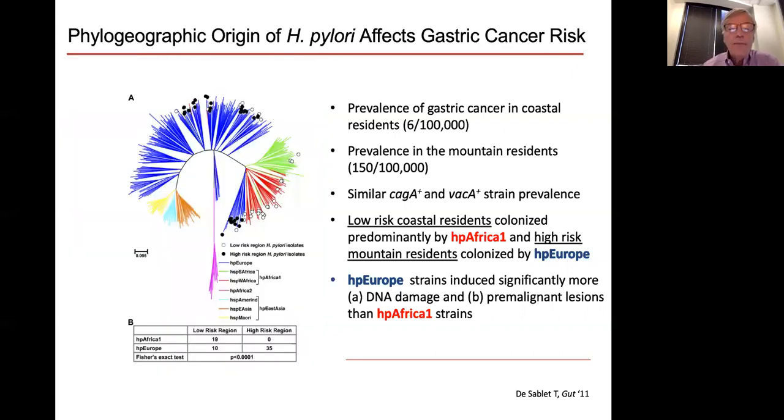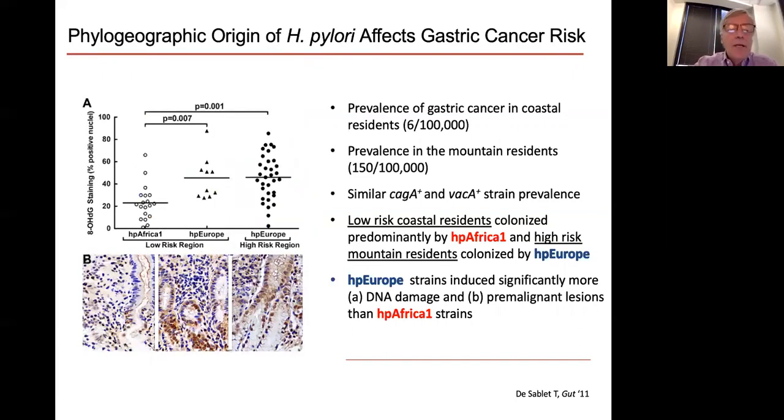They went on to show that the low-risk coastal residents of Colombia in Tumaco were colonized predominantly by HP Africa 1, shown in red in this phylogenetic tree. The dark circles correspond to the high-risk region H. pylori isolates, and they were predominantly from the mountainous region 125 miles away. So how would one actually explain this?